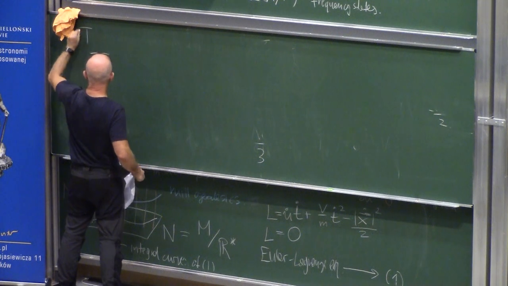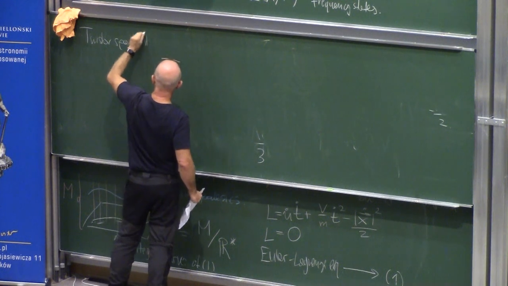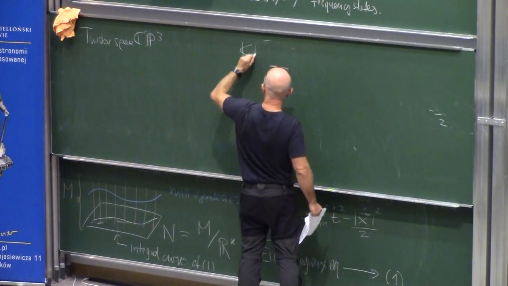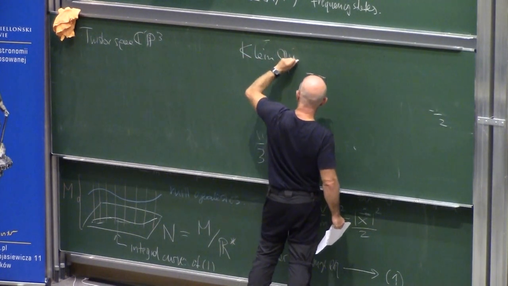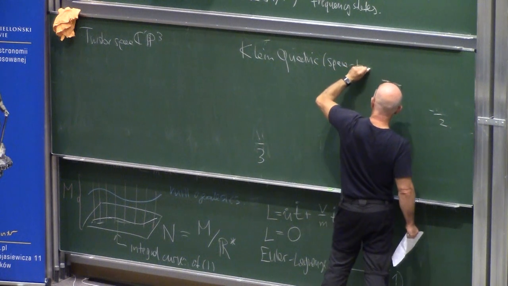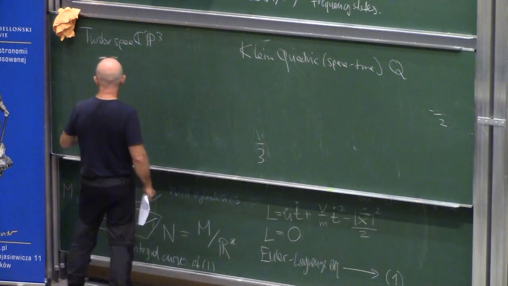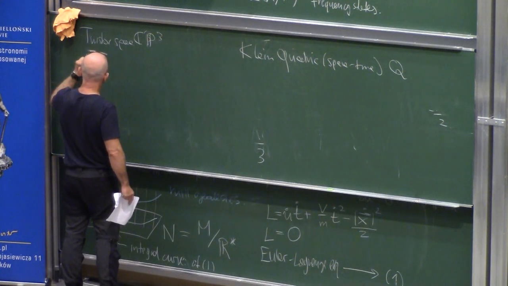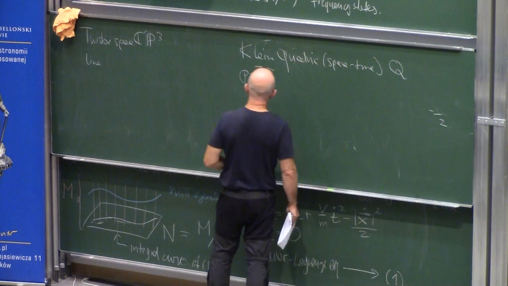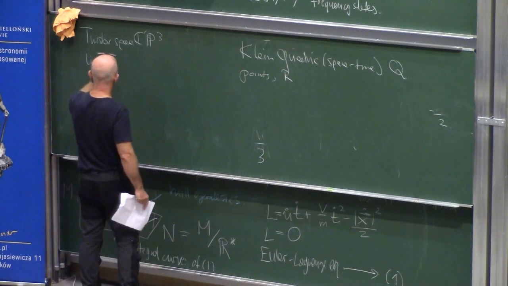So now I want to establish a dictionary between this twistor space, CP3, and the Klein quadric, space-time. Lines here correspond to points here. So let's say I have a point which I'm going to call R, and the corresponding line I'll call LR.